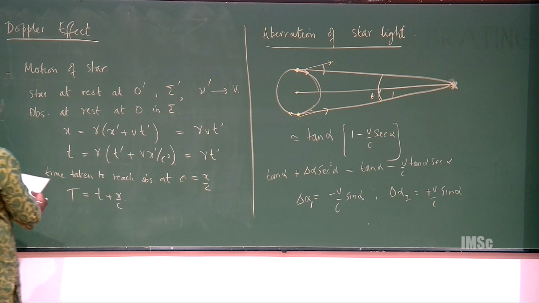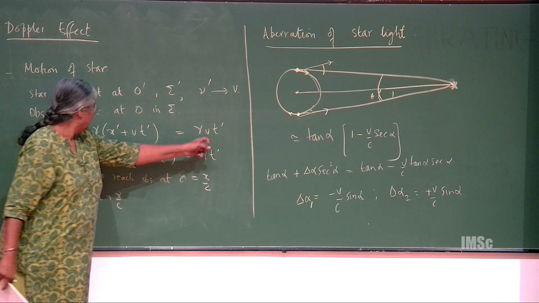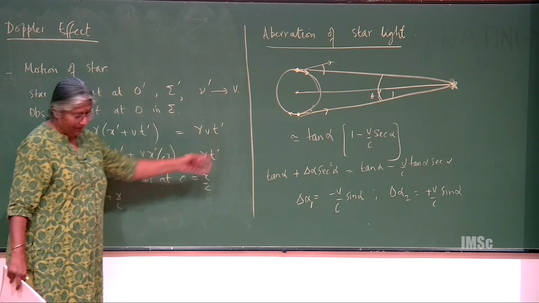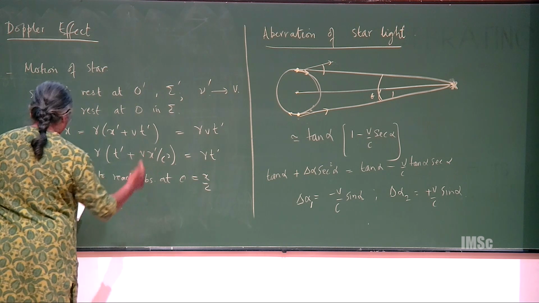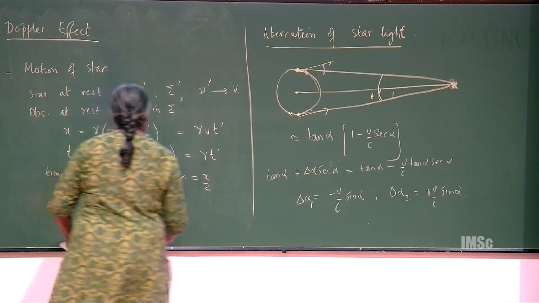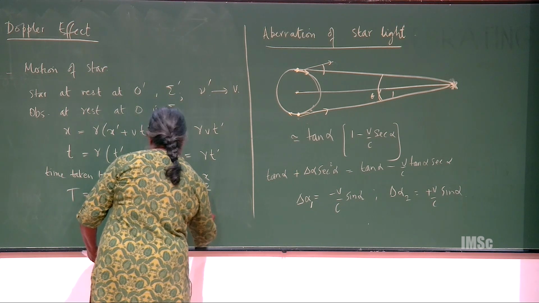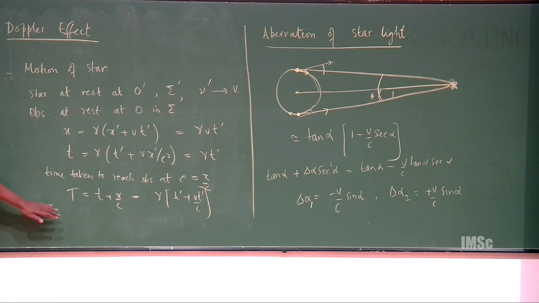Now you can substitute everything, right? What is t? Here t is gamma t prime. What is x? Gamma v t prime. Substitute everything, you will get, let us just write it, gamma times t prime plus v t prime by c. So this is the first wave.